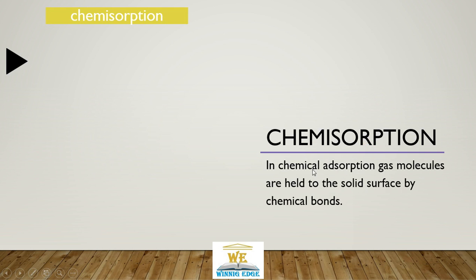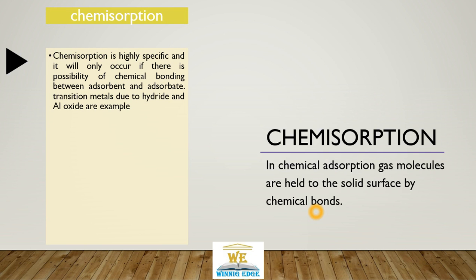Chemisorption. In chemical adsorption, gas molecules are held to the solid surface by chemical bonds, as against the weak van der Waals forces in physisorption. Chemisorption is highly specific and will occur only if there is a possibility of chemical bonding between adsorbent and adsorbate. Transition metals with hydrogen, and aluminum oxides, are examples of chemisorption.